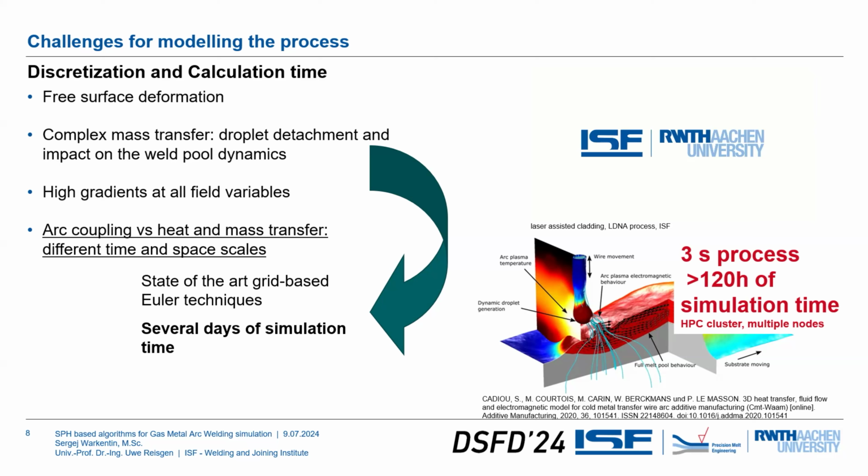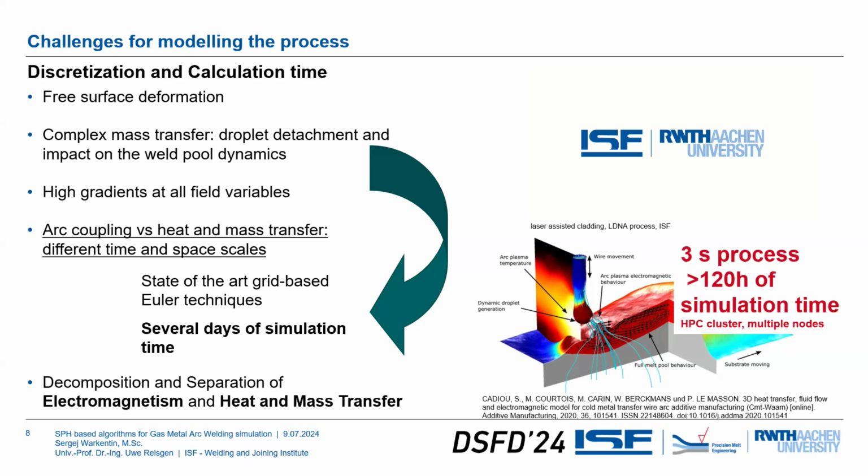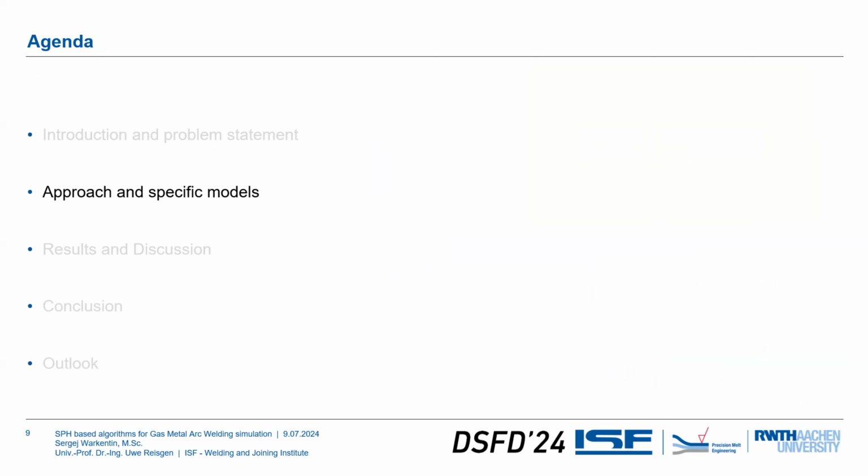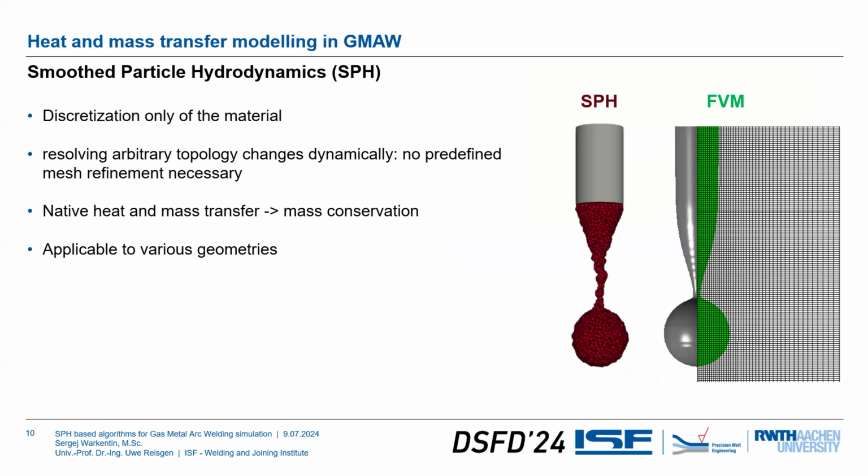So, long computation times, and so the approach would be to decompose the domains, and also to separate the electromagnetic task from the heat and mass transfer task. And so that's why we come to smoothed particle hydrodynamics, because in this method we see a big advantage for us. It can resolve the topology changes dynamically, and we do not have to handle all the space where we do not have the mass. That is important for us. That's why we have chosen this method.